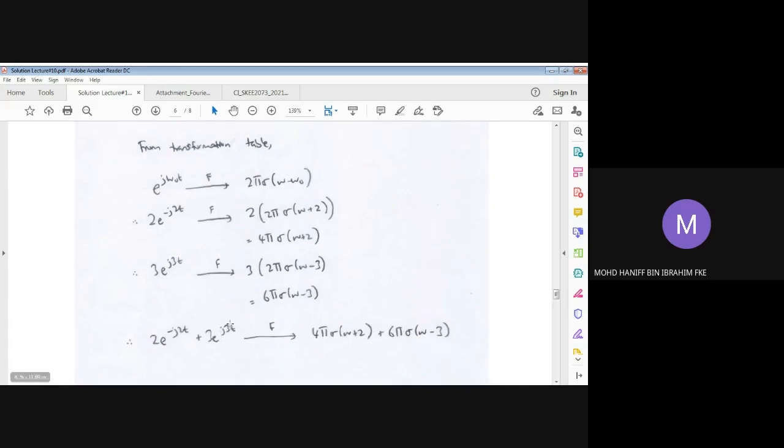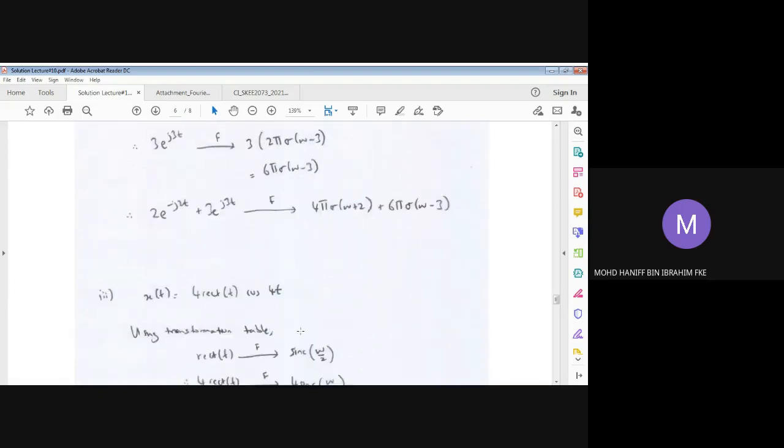Basically, if we just add them together, based on the linearity property, we get these equations: 4 pi delta omega plus 2 plus 6 pi delta omega minus 3. This obeys the linearity property, the first property that we have learned.